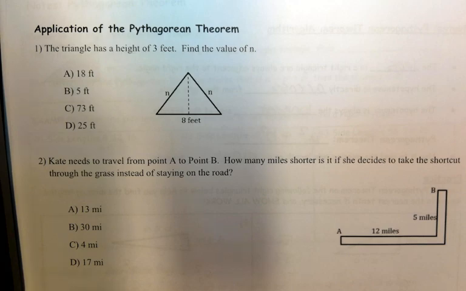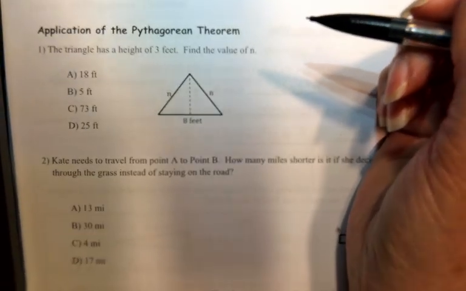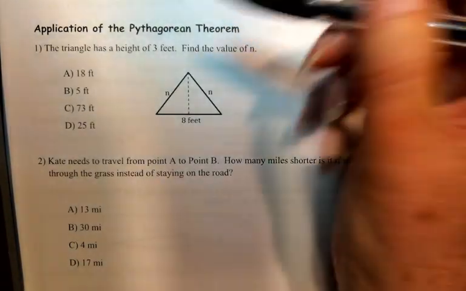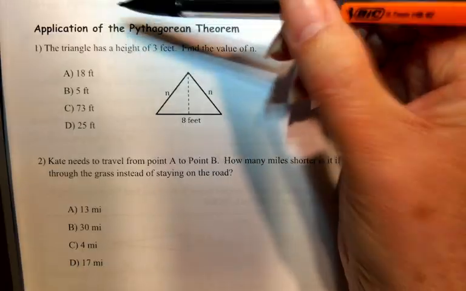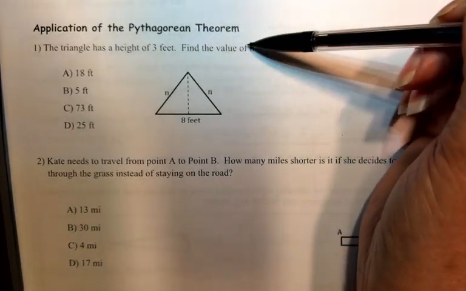All right, we are going to go ahead and work on applying the Pythagorean theorem to real world scenarios. So the first question says the triangle has a height of 3 feet. Find the value of n.